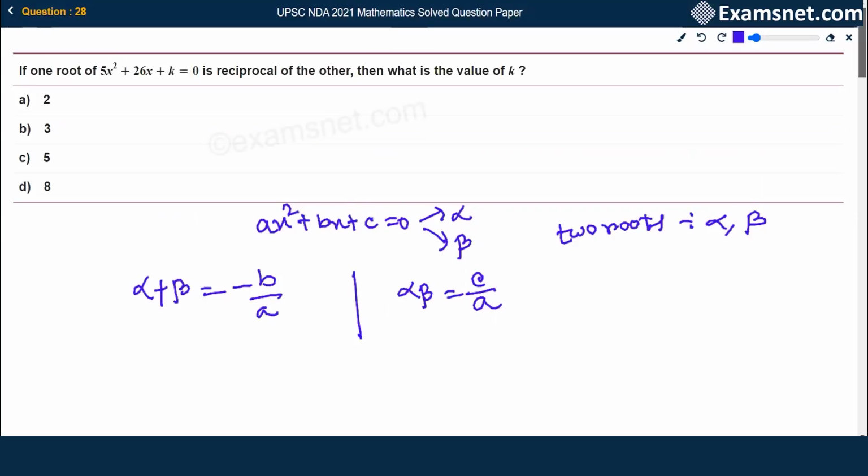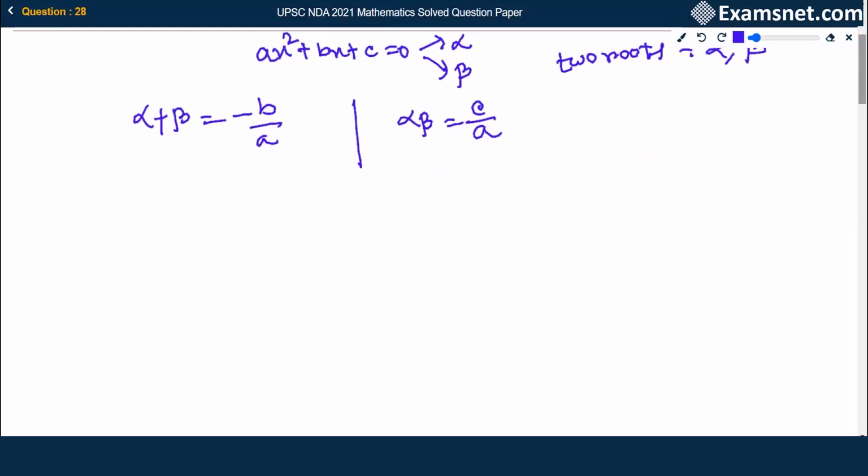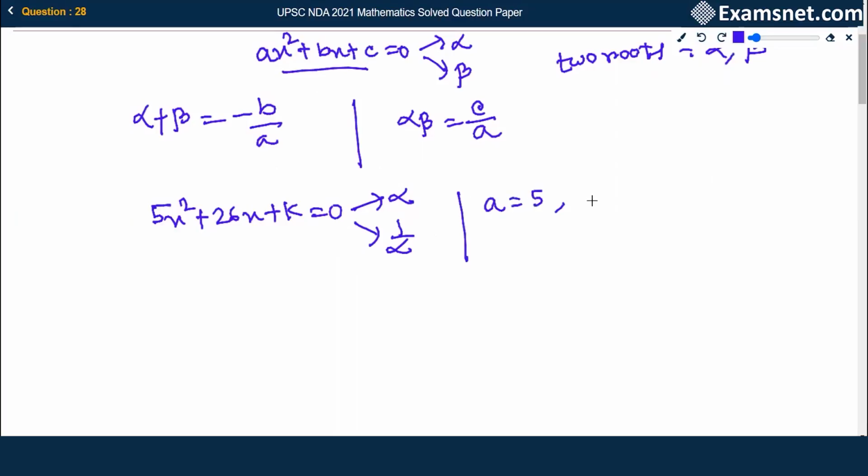If one root of 5x square plus 26x plus k equals 0 is alpha, let alpha be a root of the given polynomial. The other root is the reciprocal of this root, so the other root must be 1 by alpha. Now, if we compare this equation with the standard form, we get a equals 5, b equals 26, and c equals k.